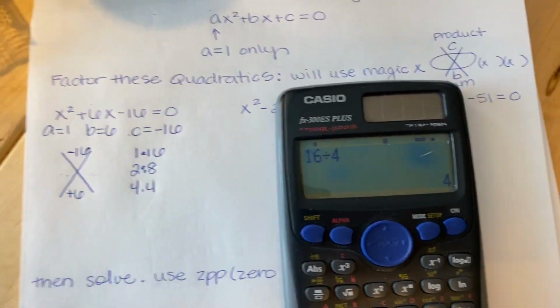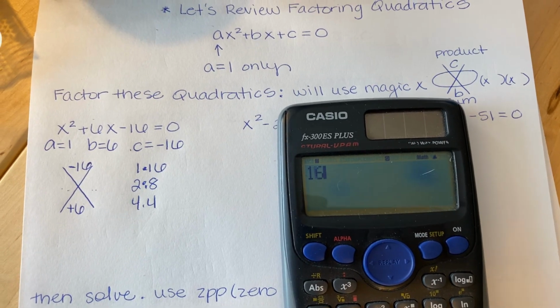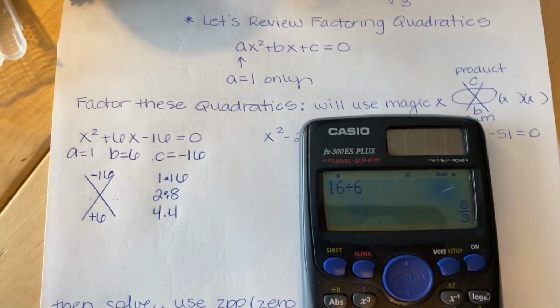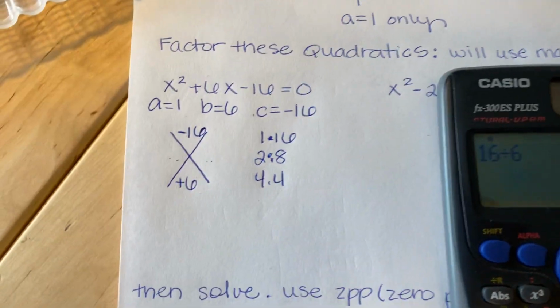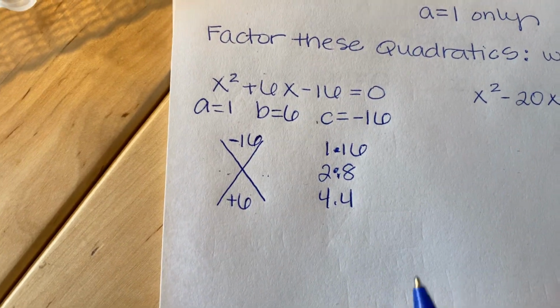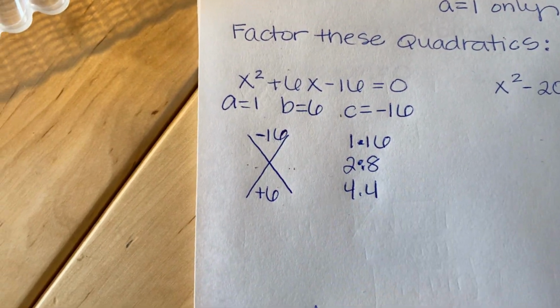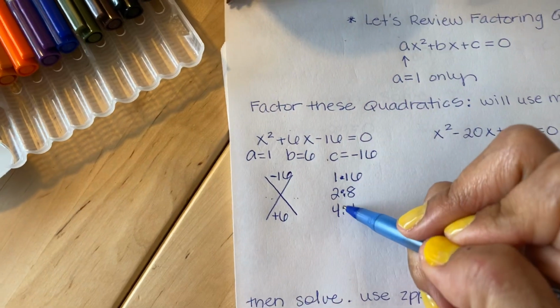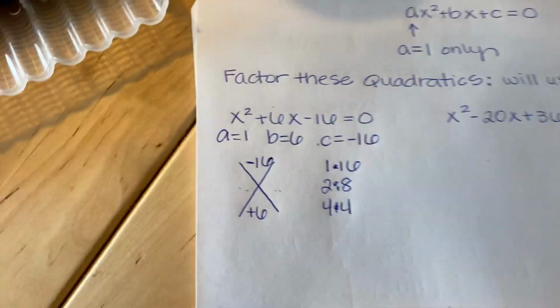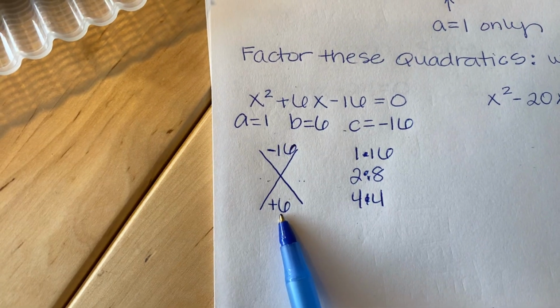And then 16 divided by 5, you're not going to get anything else. 16 divided by 6, right? That's it. We're pretty much done. So these are the possibilities of getting the product of 16: 1 times 16, 2 times 8, and 4 times 4. Now I want the summation of positive 6.